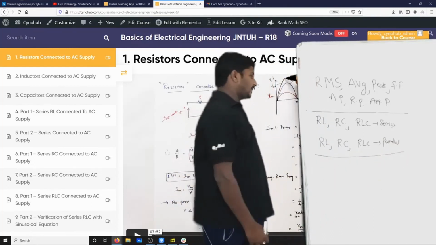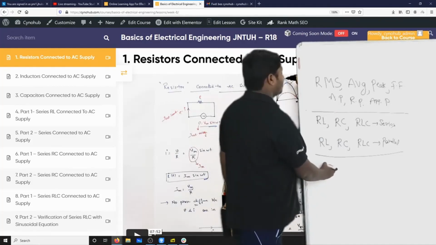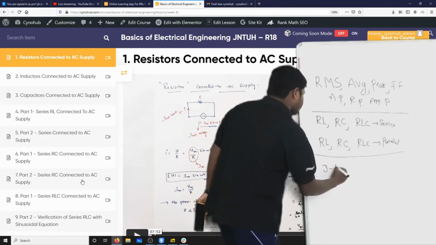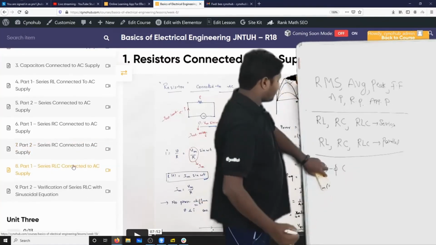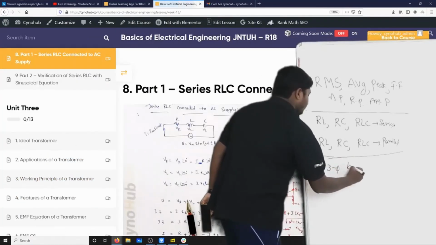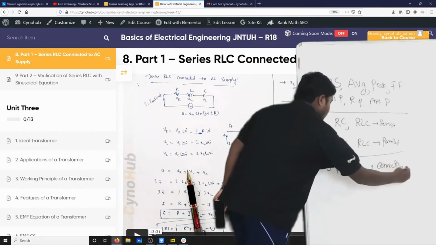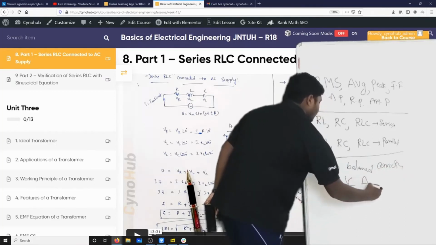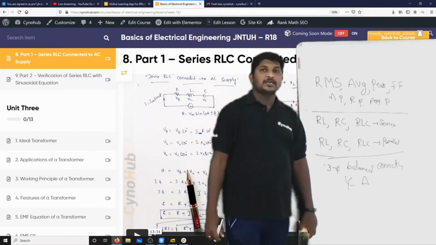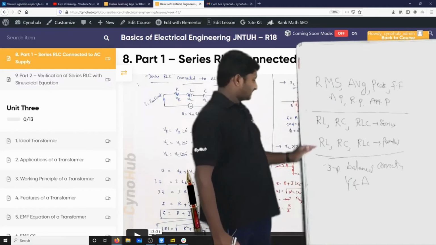And what is part 3? Part 3 has series, parallel and 3-phase connections, or we can say 3-phase balanced connections. Those are star and delta. So, now 3 parts.